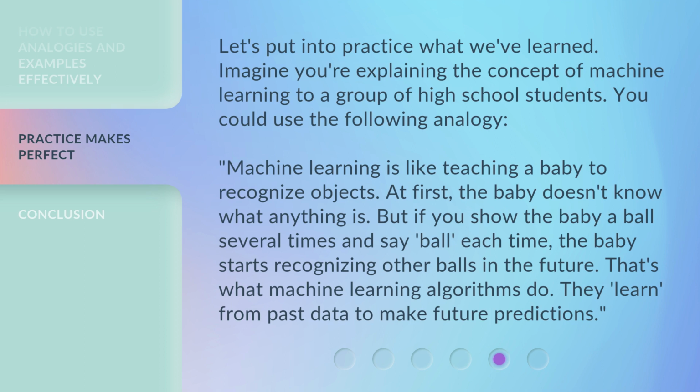At first, the baby doesn't know what anything is. But if you show the baby a ball several times and say, "ball," each time, the baby starts recognizing other balls in the future. That's what machine learning algorithms do. They learn from past data to make future predictions.